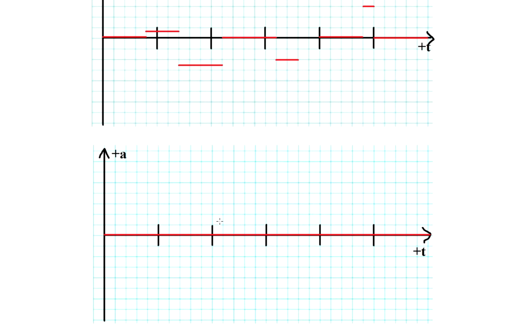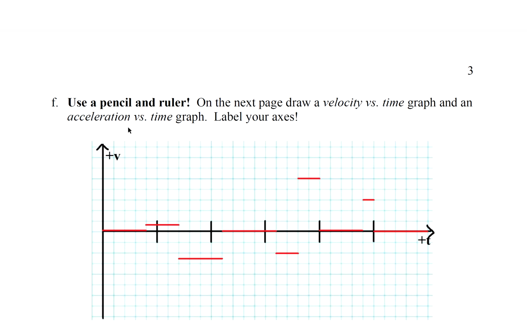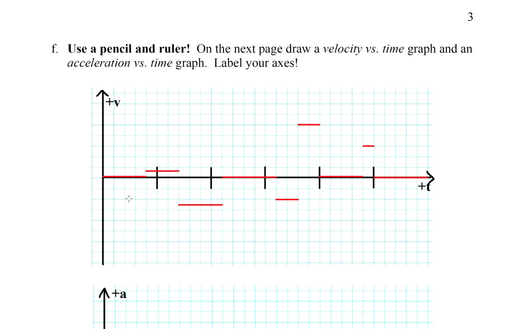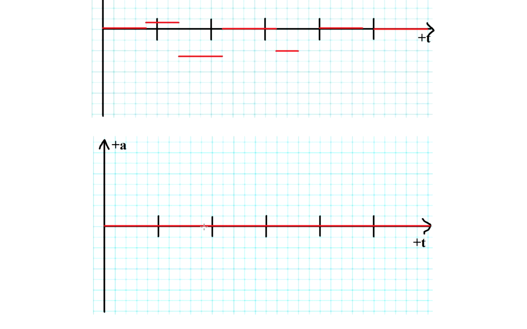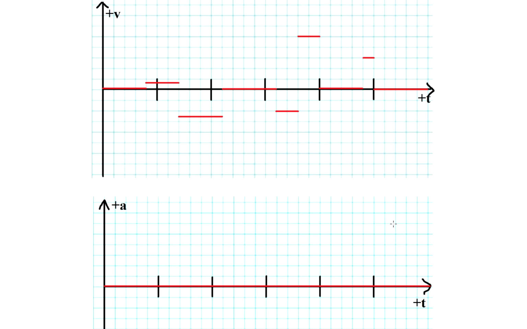And then they're going to want us to draw an acceleration versus time graph. Well, the way we get an acceleration versus time graph is if we take the slope of a velocity versus time graph. And all of these are horizontal lines, so all of these slopes are 0. So the acceleration here is 0 for every time.